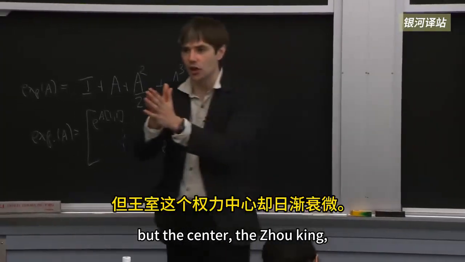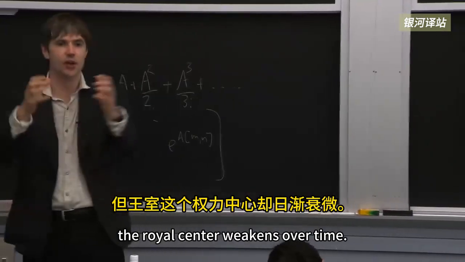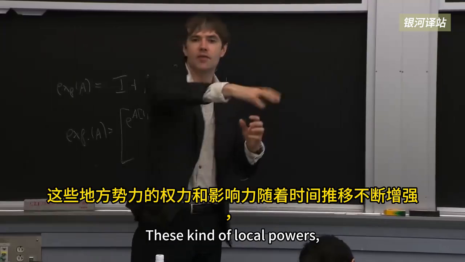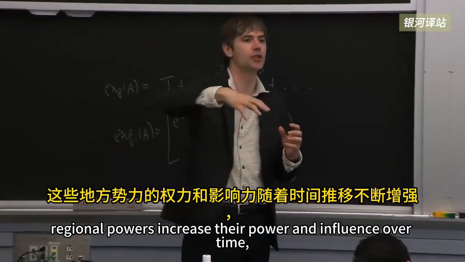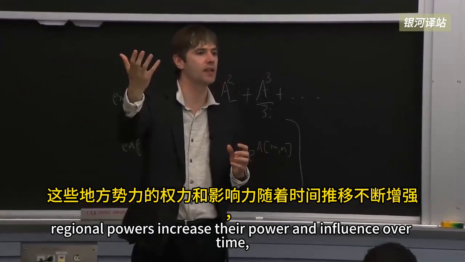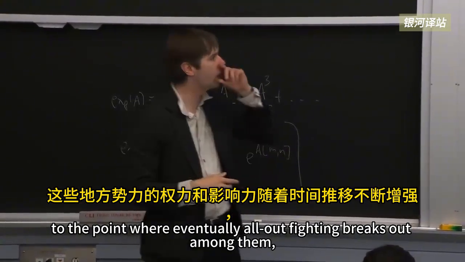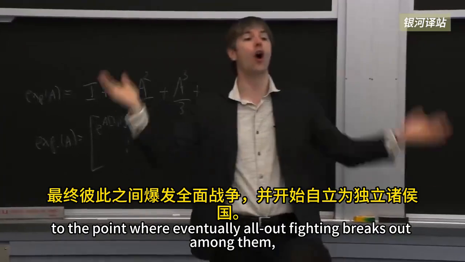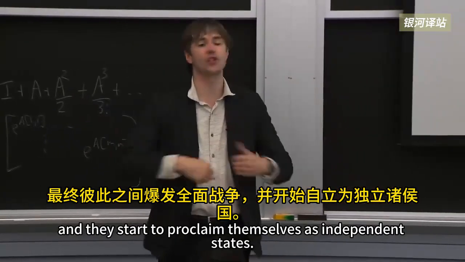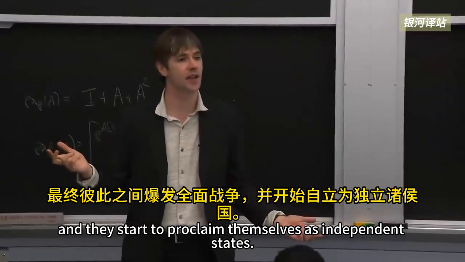But the center, the Zhou king, the royal center, weakens over time. These local powers, regional powers, increase their power and influence over time, to the point where eventually all-out fighting breaks out among them, and they start to proclaim themselves as independent states.